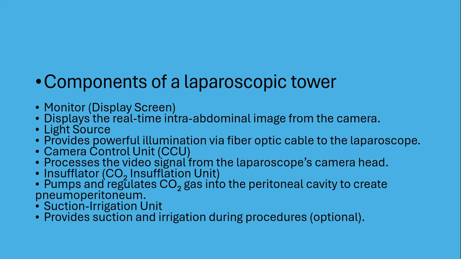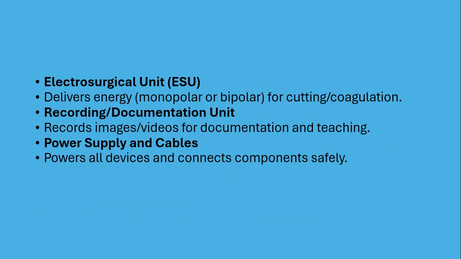Insufflator, CO2 insufflation unit: pumps and regulates CO2 gas into the peritoneal cavity to create pneumoperitoneum. Suction irrigation unit: provides suction and irrigation during procedures, optional. Electrosurgical unit, ESU: delivers energy, monopolar or bipolar, for cutting and coagulation.